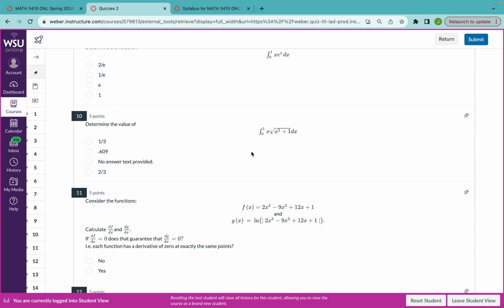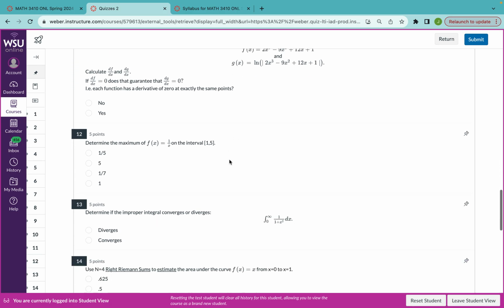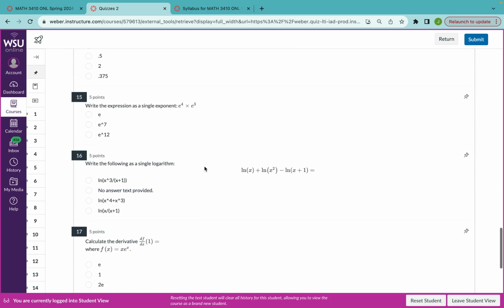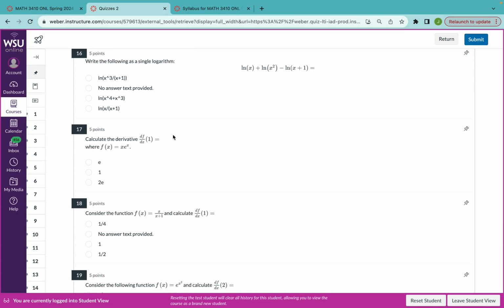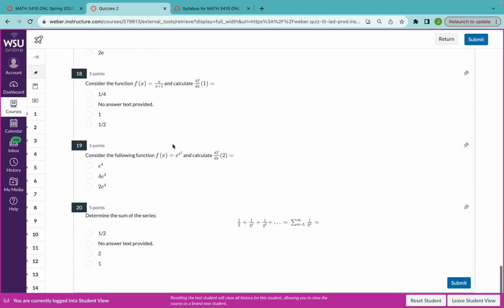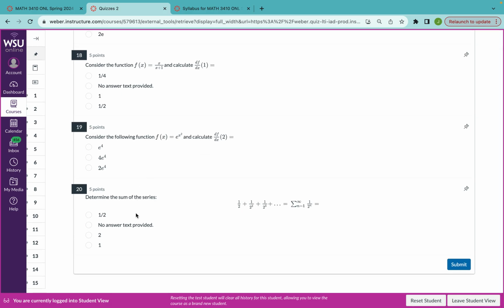Again, an integration question. Question about the critical points of g of x and f of x, determining the maximum, information about improper integrals, Riemann sums, rules of exponents, calculating a derivative, considering the derivative of the function at a point, taking derivatives, and then we go back to sums. So again, all things that we've seen in calculus and that we might use at some point in this course.